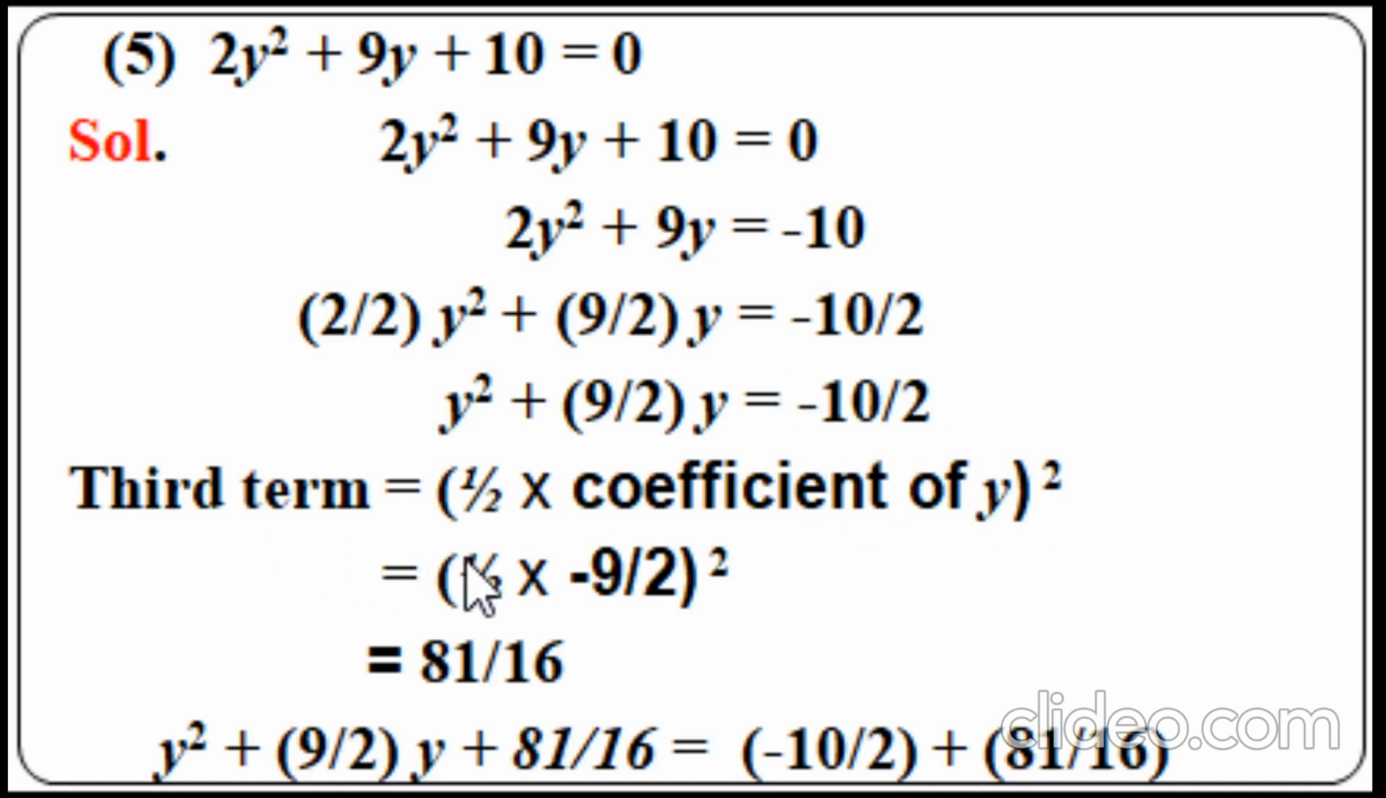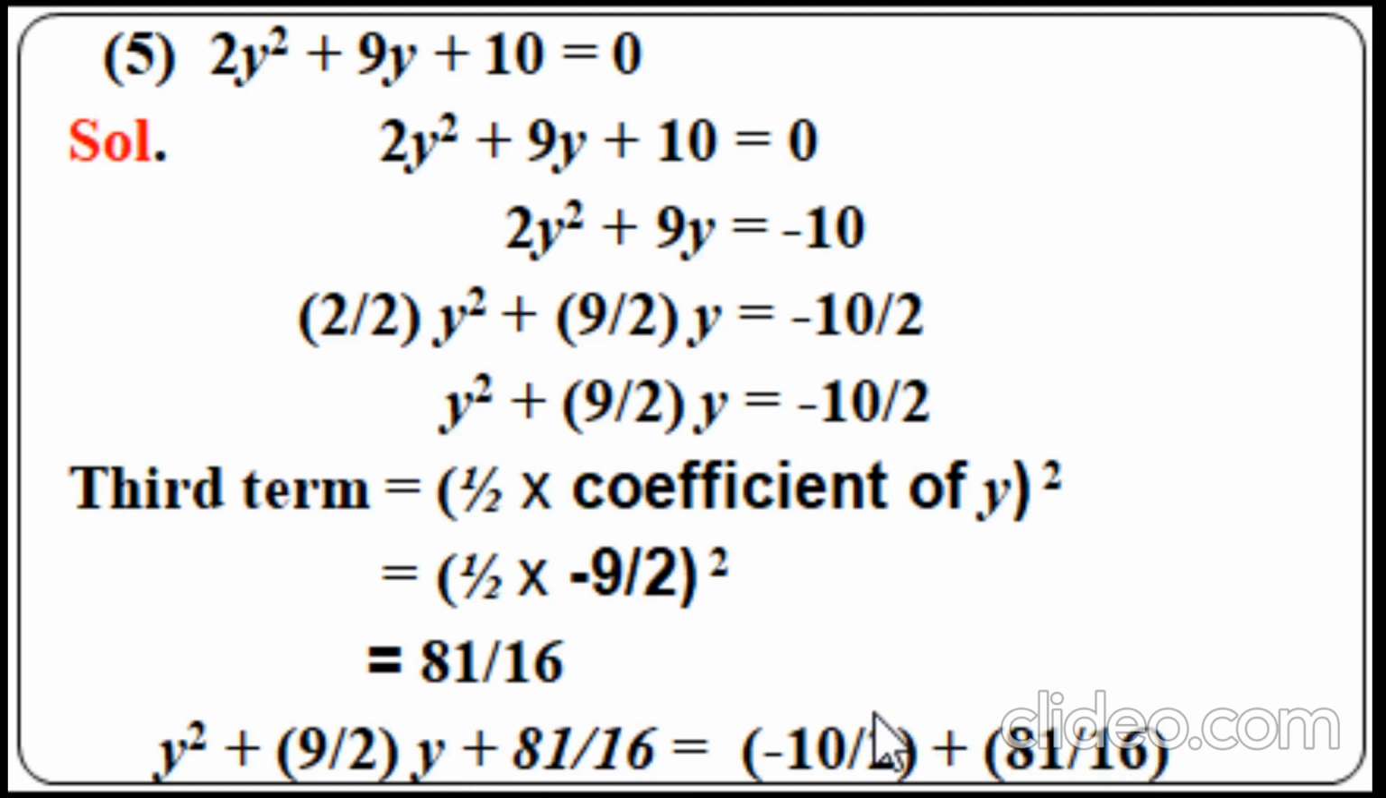So use the formula: third term is equal to the square of half into coefficient of y. 1 upon 2 multiplied by 9 upon 2, we get 9 upon 4. Square of 9 is 81, square of 4 is 16. Add this to both the sides. We get y square plus 9 upon 2 y plus 81 upon 16 is equal to minus 10 upon 2 plus 81 upon 16. Here denominator is 2 and here it is 16. So we have to equalize the denominator.